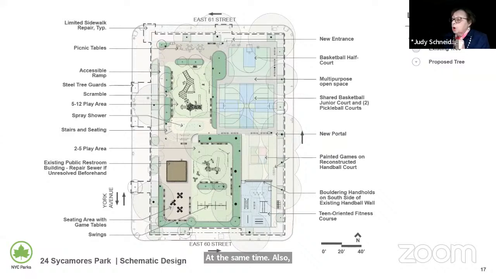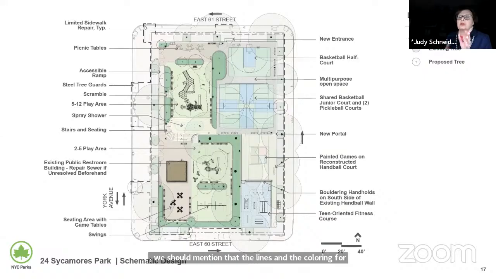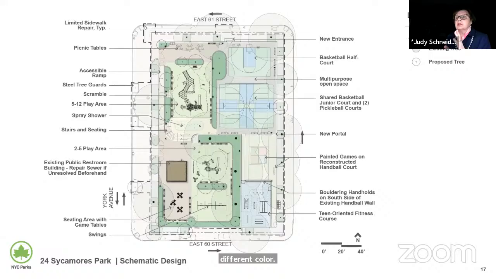And what else did I have? Oh, yes. Looking at that area where the pickleball and the basketball are, we should mention that the lines and the coloring for each sport, for the basketball and the pickleball, should be a different color. Felice, do you have anything else to add to the comments?